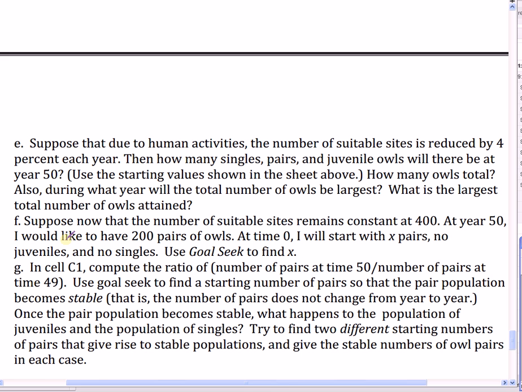Okay. All right, now F and G are a little bit different. You're going to be using something different. It's called goal seek, so let me explain this one. Suppose now that the number of suitable sites remains constant at 400. At year 50, I would like to have 200 pairs of L's. At time 0, I'll start with X pairs, no juveniles and no singles. Use goal seek to find X. Okay, so at year 50, I would like to have 200 pairs of L's.